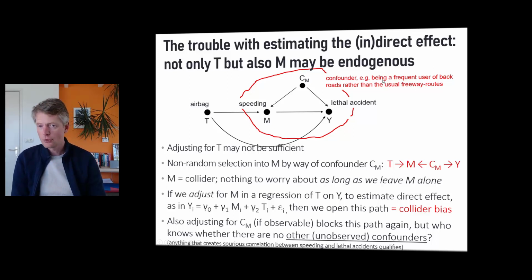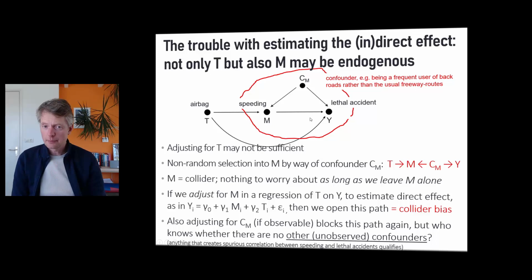For instance, within this context, being a frequent user of back roads rather than the usual freeway routes may affect both your speeding levels and also the chance of getting a lethal accident, because this is a certain type of driver, right? And those drivers may be more likely to get into a lethal accident. So as a result, if we would not take this confounder into account, the relationship between speeding and lethal accidents is confounded.